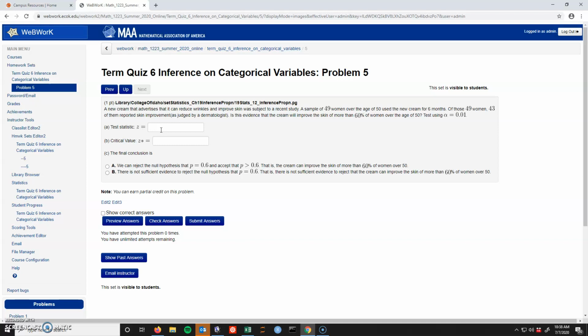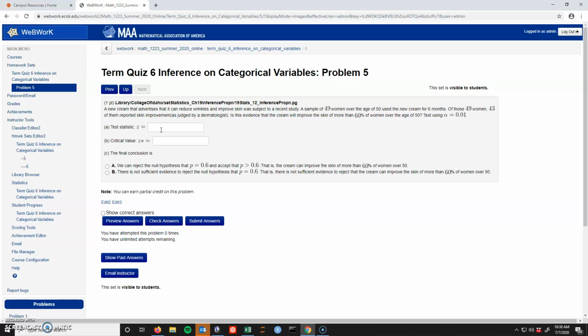This is directly from our WebWork assignment. A new cream advertises that it can reduce wrinkles and improve skin. In a recent study, a sample of 49 women over the age of 50 used the new cream for 6 months. Of those 49 women, 43 reported skin improvements as judged by a dermatologist. Is this evidence that the cream will improve the skin of more than 60% of women over the age of 50? Test using alpha equals 0.01.